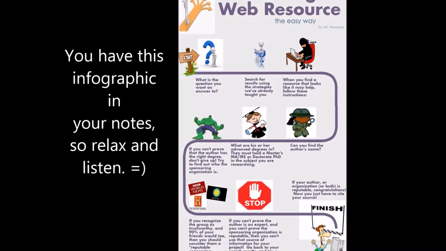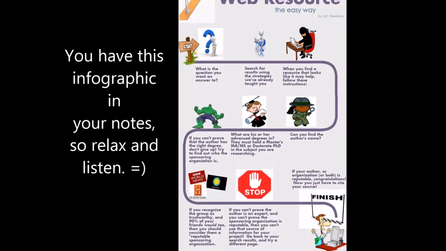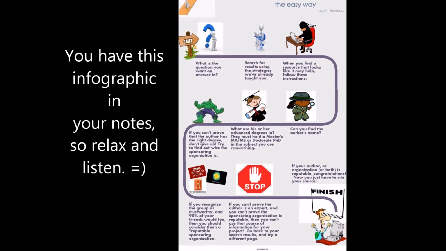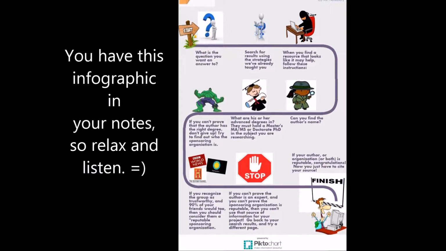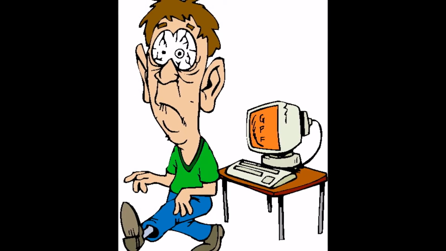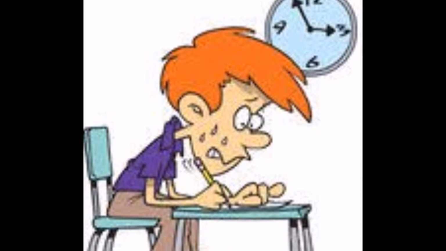Just because they have a master's or doctorate does not make them an expert in everything. If you can't prove that the author is an expert on the topic you are researching, but the organization who sponsored the research is reputable, then you can still use them as a reputable source. What does it mean to be a reputable sponsor organization? It means that the company who paid for the research is internationally known as trustworthy.